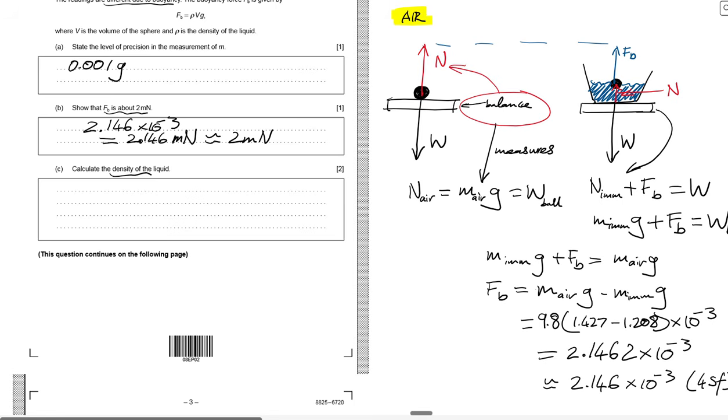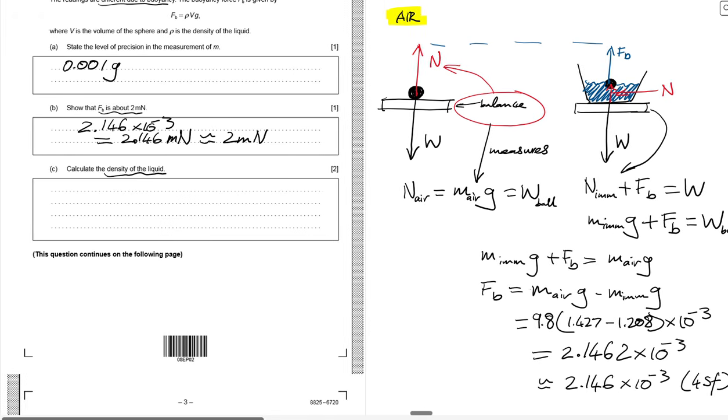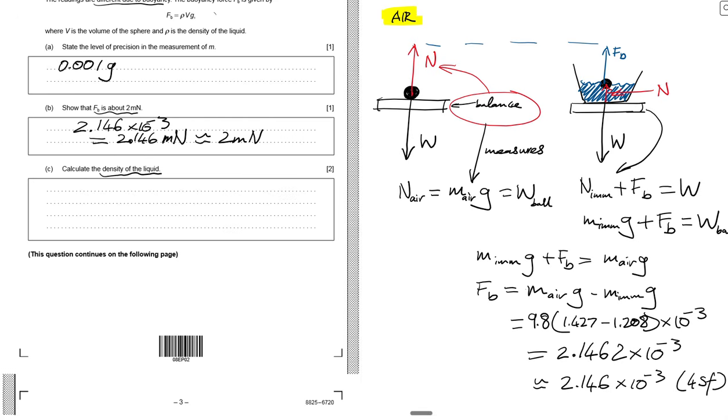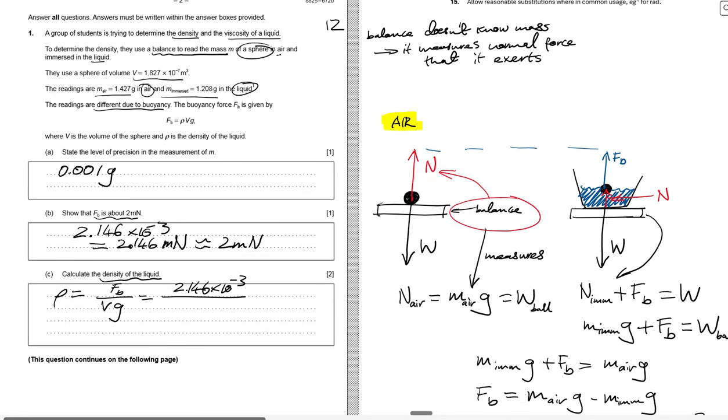So calculate the density of the liquid. Now, density is simply the formula that they've given us, right? We have density here, and we found our buoyancy force. So density is equal to F_B, buoyancy, divided by Vg, and that is 2.146 times 10 to the negative 3 divided by volume, which we found to be 1.827 times 10 to the negative 7, times 9.8.